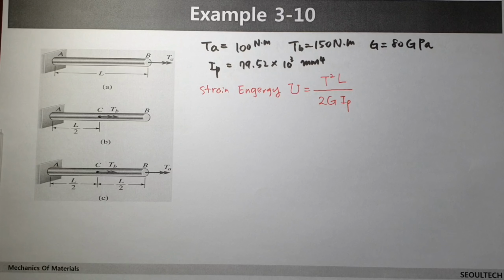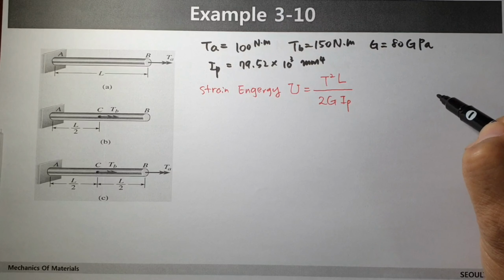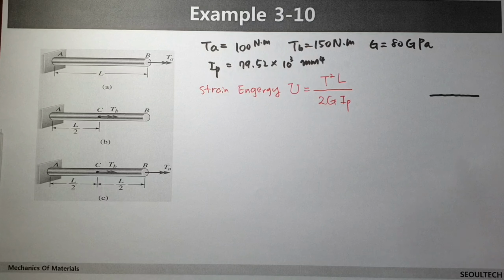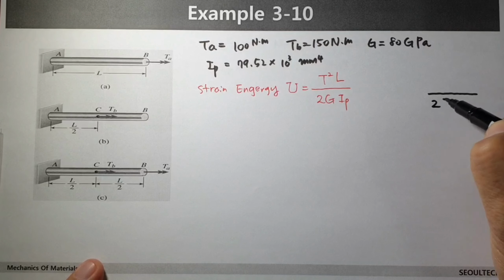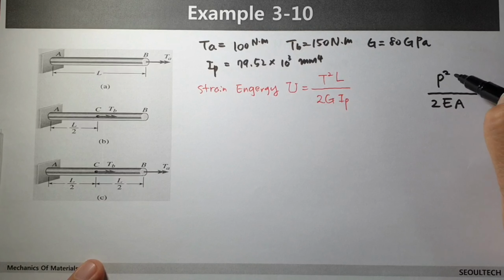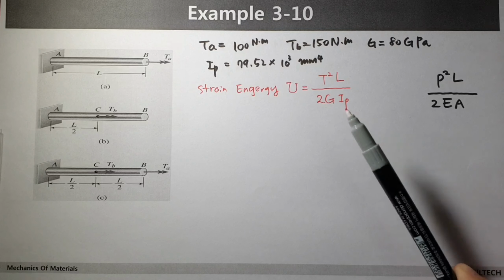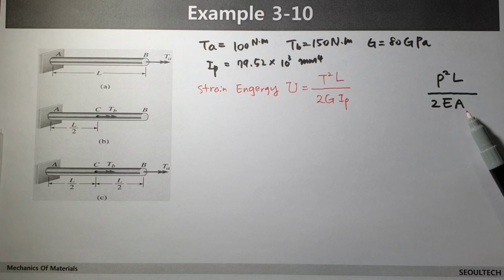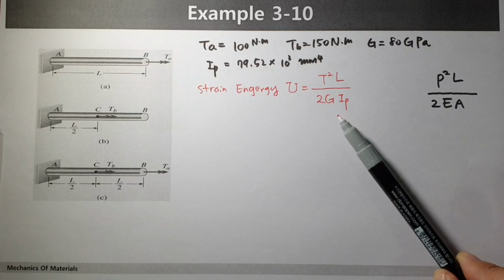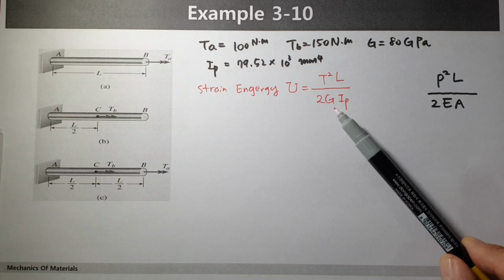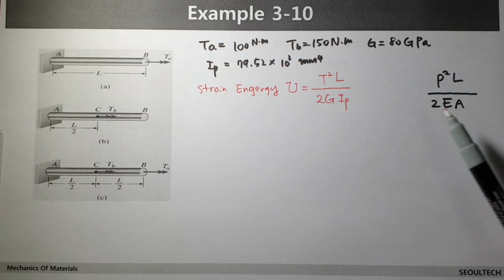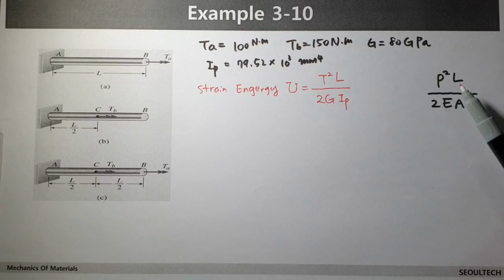When you consider tension and compression, the case is slightly different. In that case, we thought about P squared L over 2EA. This was the stored energy in the case of tension and compression. We have some similarity between torsion and tension and compression. The shape is very similar. Instead of GIP, we have EA. Instead of torque, we introduced force.